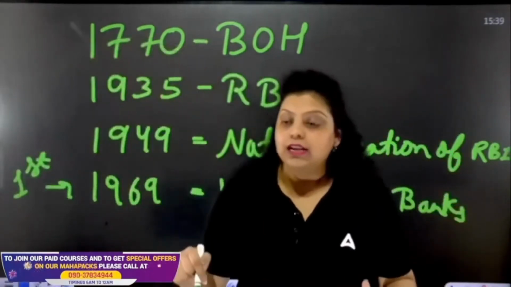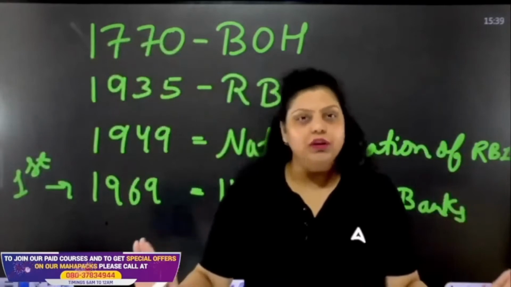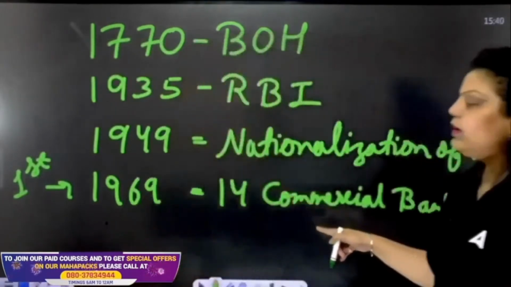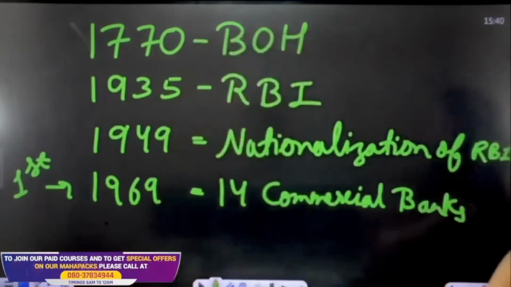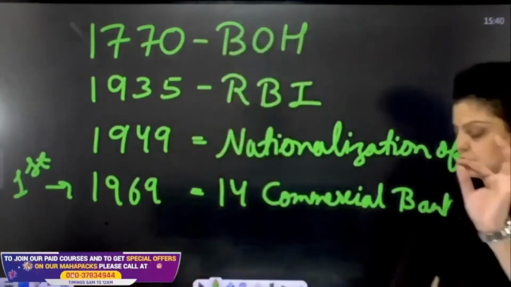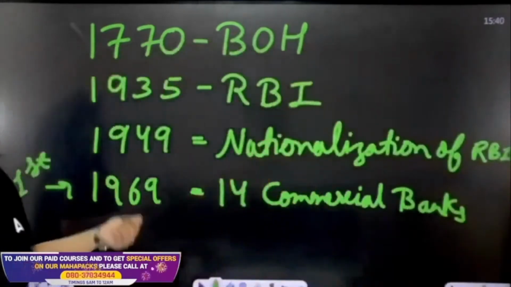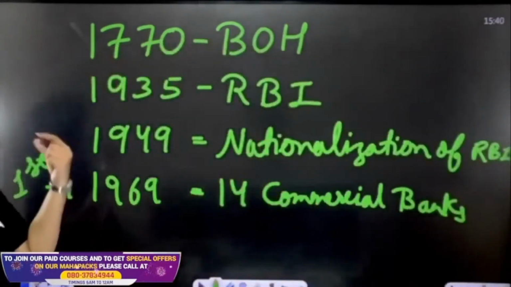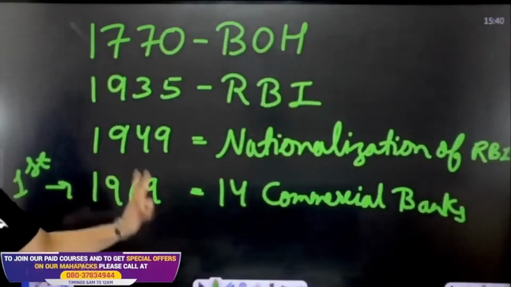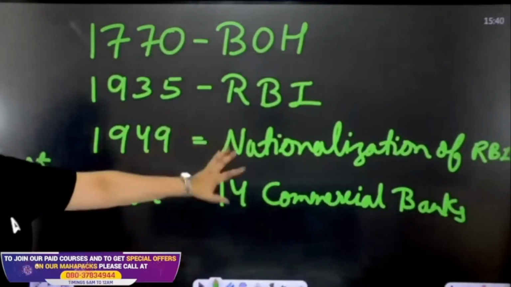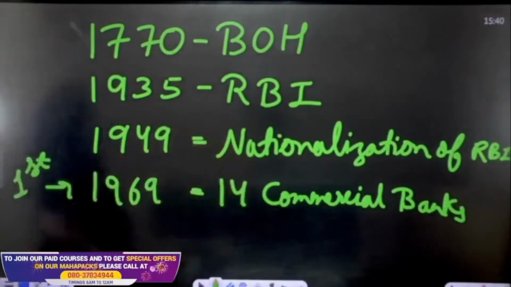Since then, till 1969, we only had 14 banks. No, we had unlimited banks at that time also. But why only 14 banks? Because the government had given the criteria here: only those banks will be nationalized who have 50 crore public deposit. Those banks will be known as your commercial banks. Only those 14 banks were nationalized in the year 1969.